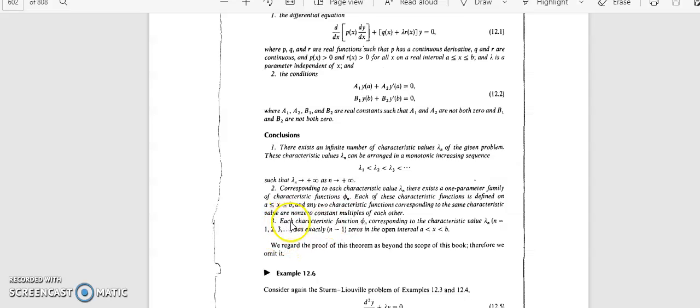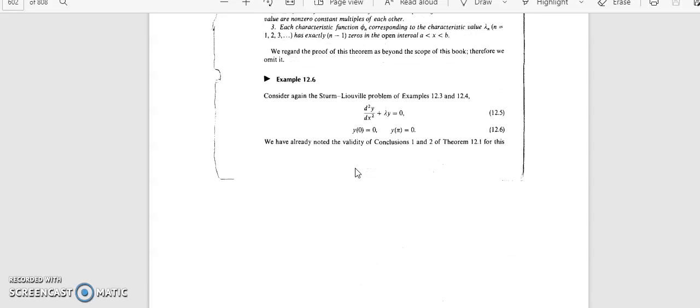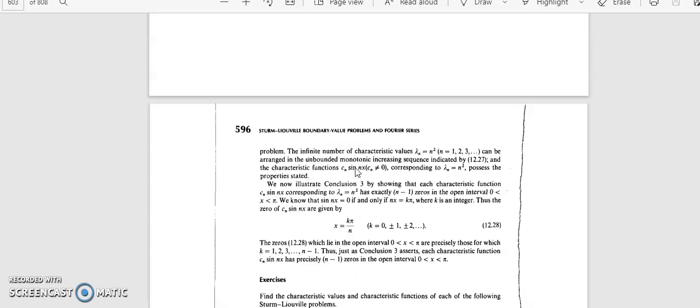And the third conclusion is each characteristic function phi n corresponding to the characteristic value lambda n, where n equal to 1, 2, 3 etc., has exactly n minus 1 roots in the open interval a less than x less than b. So if we take a particular characteristic function phi n corresponding to a particular value of n, that will have exactly n minus 1 roots. So let us see an example.